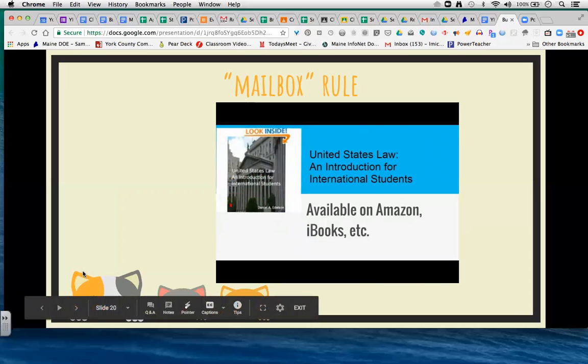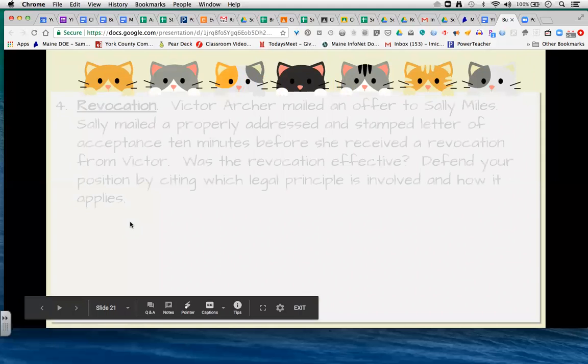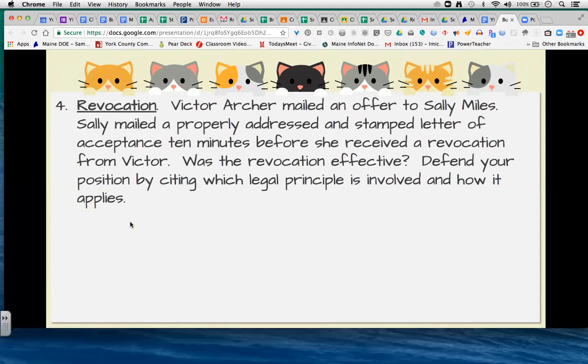Okay, so that deals with the revocation of an offer. Let's take a look at this apply and debate question number 4, revocation. Victor Archer mailed an offer to Sally Miles. Sally mailed a properly addressed and stamped letter of acceptance 10 minutes before she received a revocation from Victor. Was the revocation effective? Defend your position by citing which legal principle is involved and how it applies.